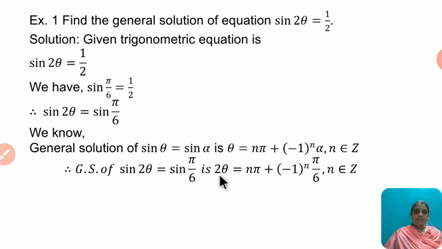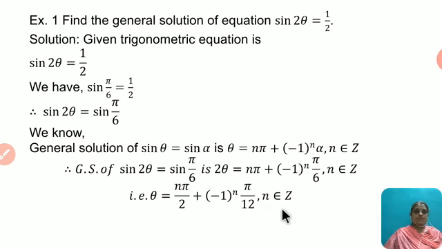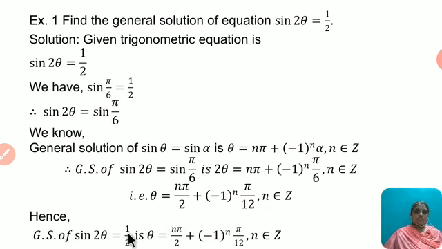But our aim is to find here the value of theta. So dividing both the sides by 2, we get theta is equal to n pi upon 2 plus minus 1 raised to n multiplied by pi by 12. Again here n belongs to z. Hence, the general solution of sin 2 theta is equal to 1 upon 2 is theta is equal to n pi by 2 plus minus 1 raised to n into pi upon 12, where n belongs to z.